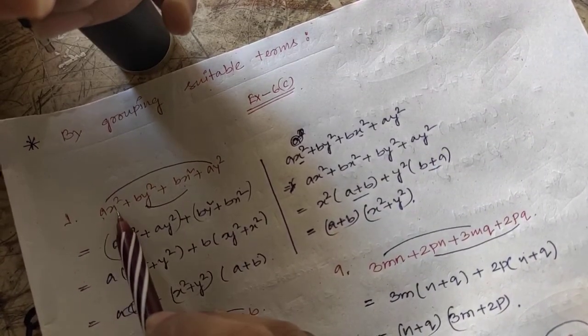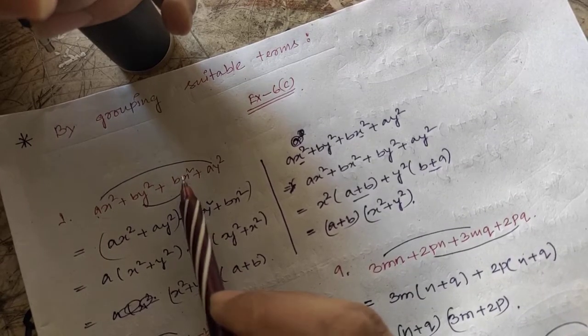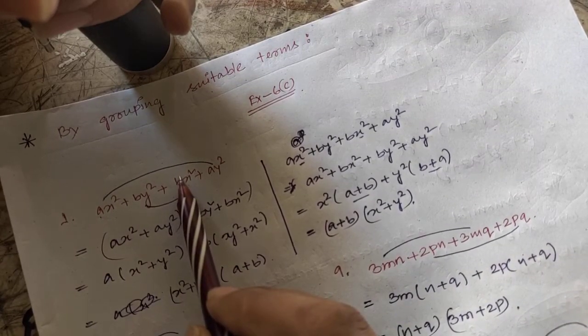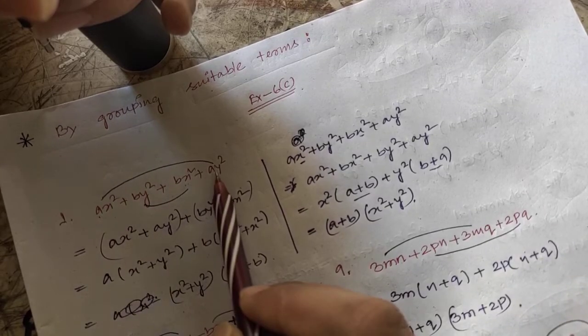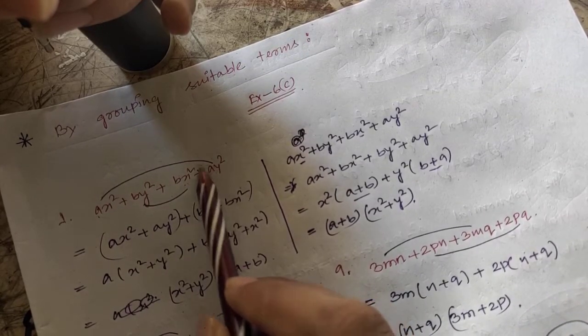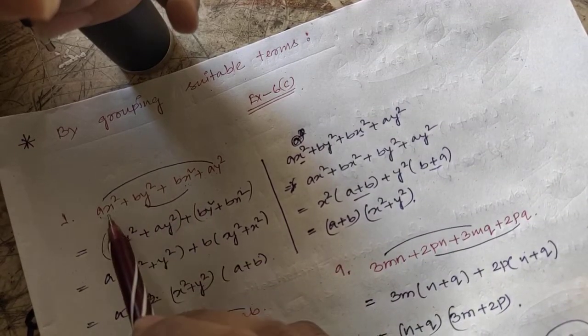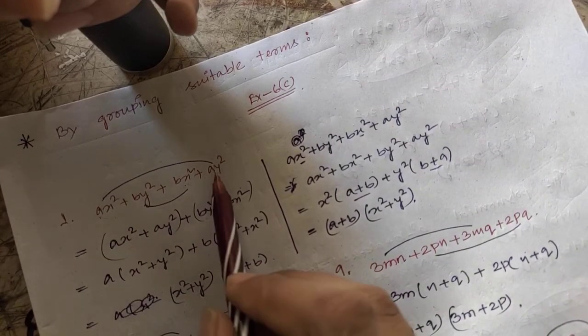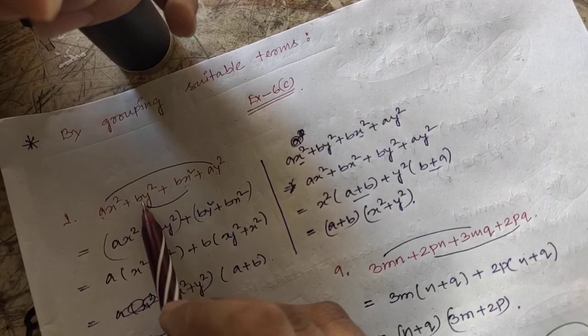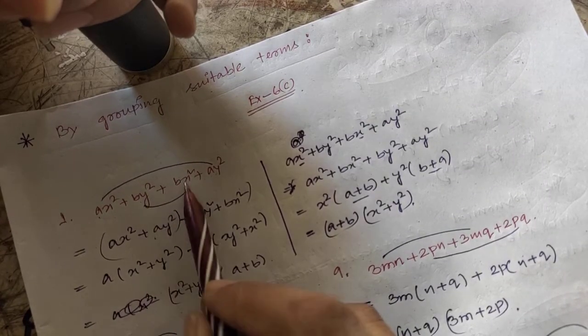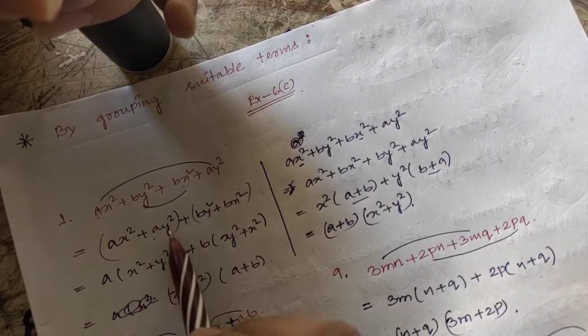So see here ax², here bx². So that means these two terms I can write together, or here ax² is there, here ay² is there. These two terms also we can write together. So your choice, ultimately you will get the same answer only. So I have written this first one and last one together, and this by², bx², b is common, that's why I have written together. So bracket I have given.